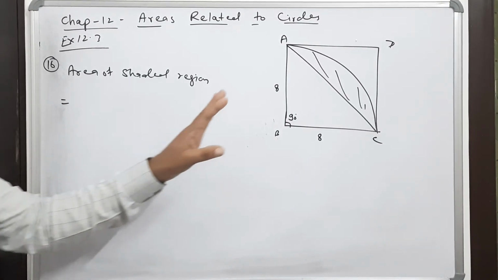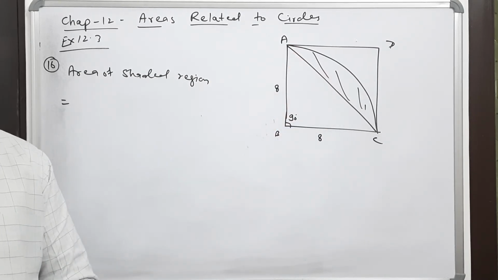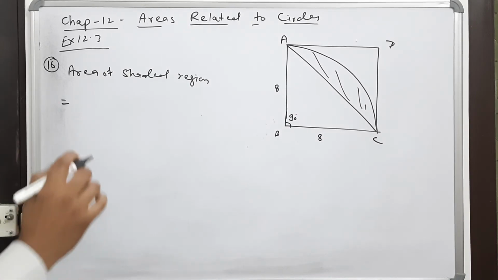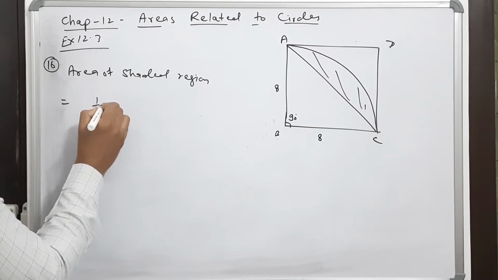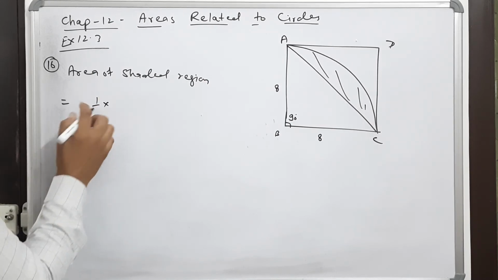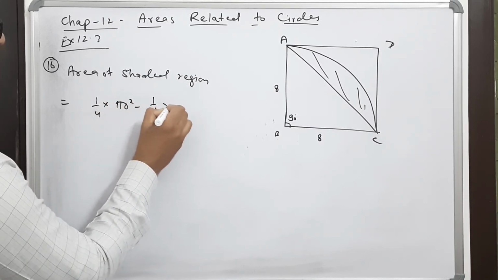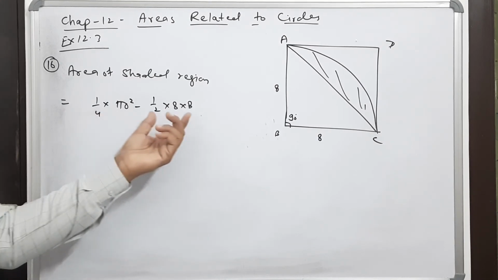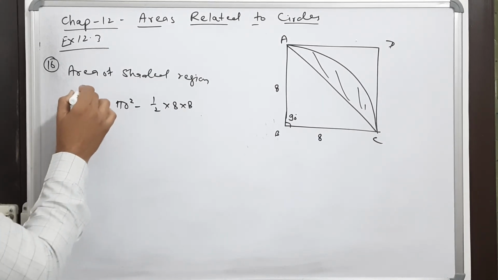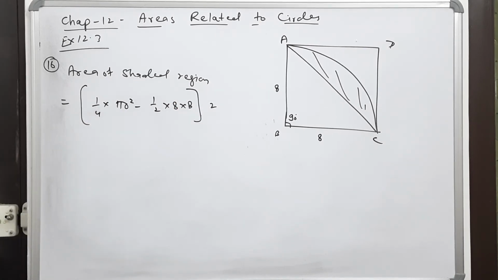Yes, dear students, I made the half part of the diagram. And if you study this half part nicely, it is actually a segment. So what is the area of this half part? It is 1 upon 4 pi r square minus half into 8 into 8. That is area of quadrant minus area of triangle. Now if you multiply this by 2, then it will be the required area.